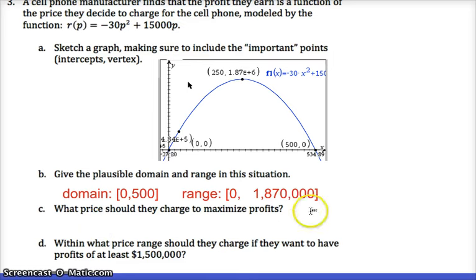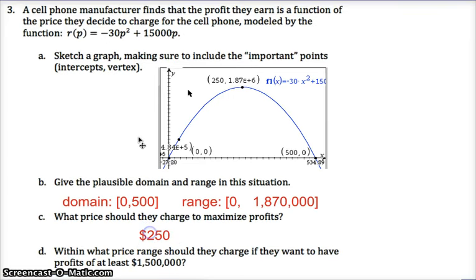What price should they charge to maximize profits? Well, I can tell right now. It's going to be $250. $250 is the place where I hit the vertex. So by doing all that stuff and just graphing what they asked for here, I can answer the next couple questions already.